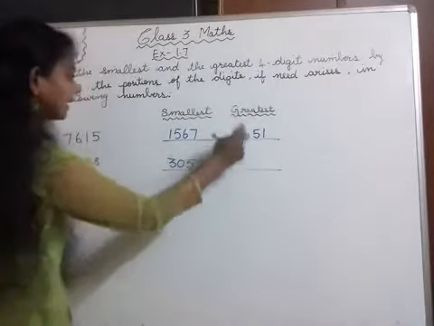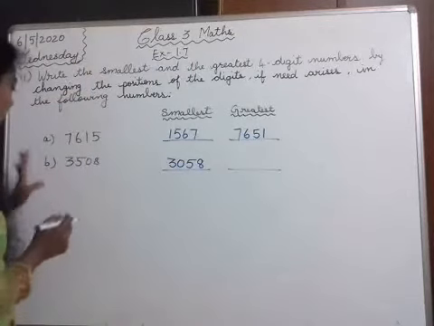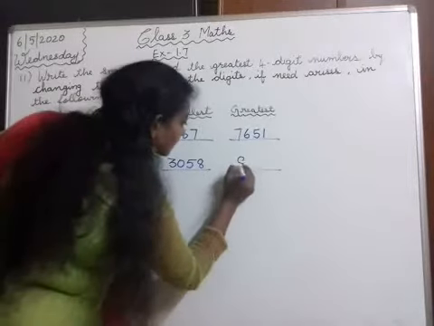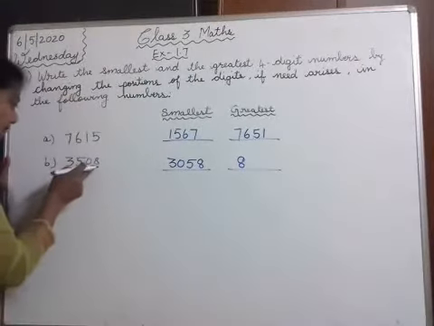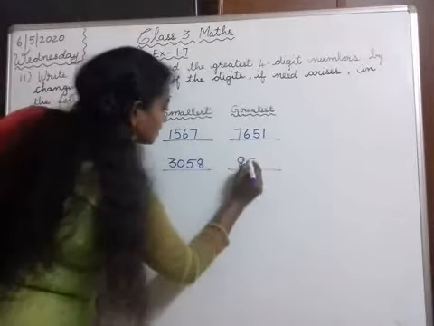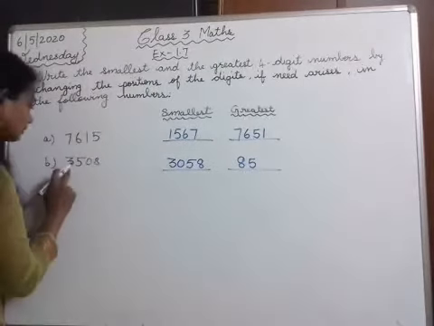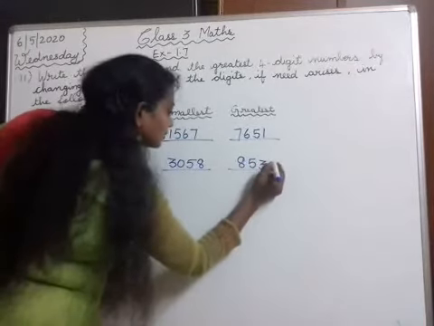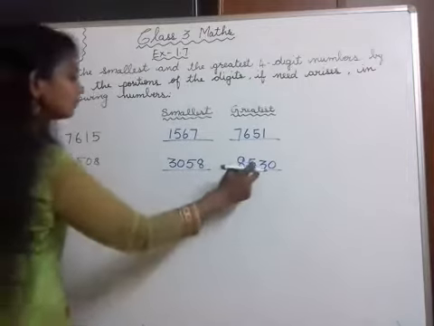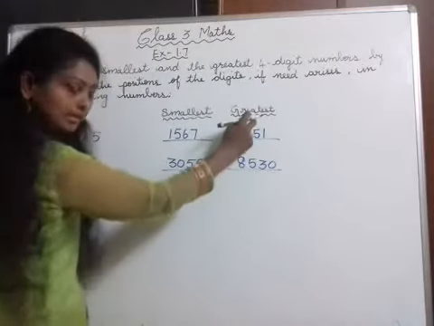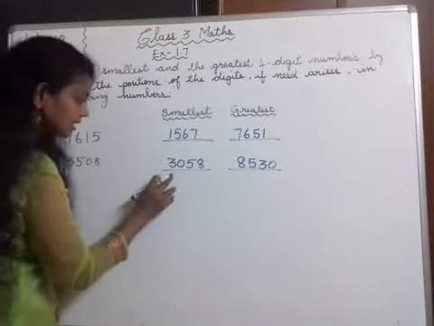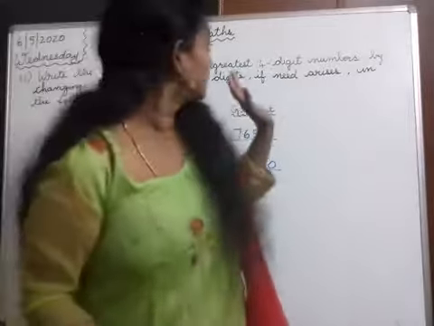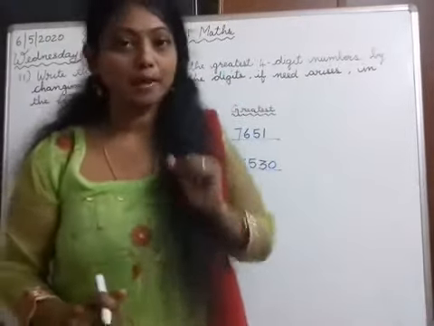Next, the greatest four-digit number we have to write. In this, which is the big number? 8 is the big number. After 8, which is the next big number? 5. Next, 3. And the last one, 0. 8530 is the greatest number and the smallest number is 3058. With this we are completing the exercise and the chapter also.